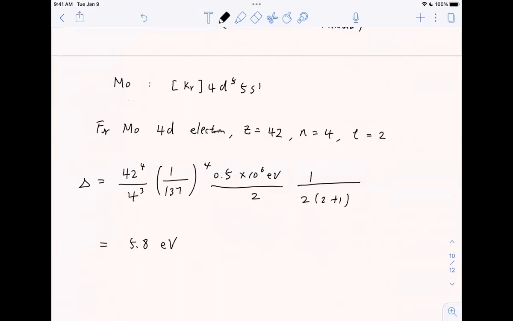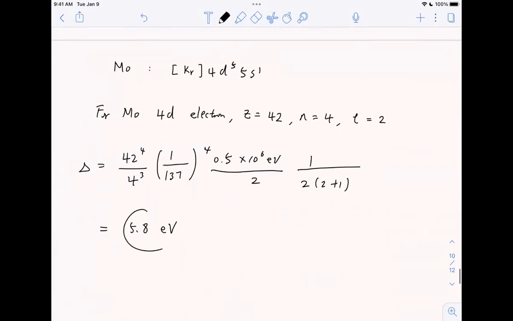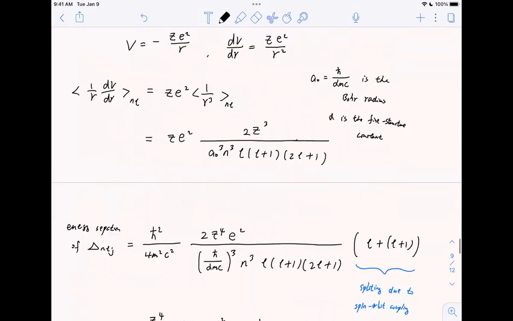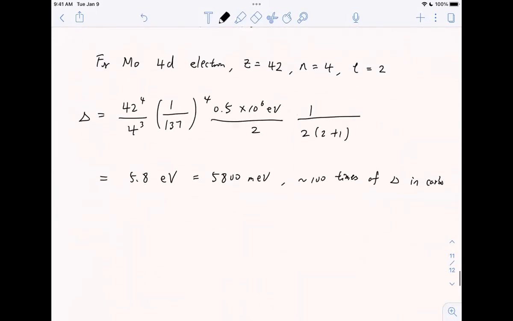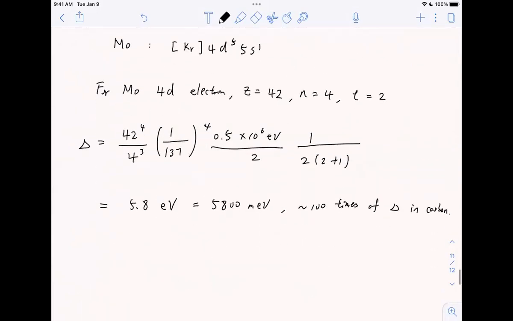So you can see for graphene it is 57 milli eV, and this is 5.8 eV. If you change it into milli eV, it is about 100 times that in carbon. Yeah, in carbon. Graphene is this, and this is this.